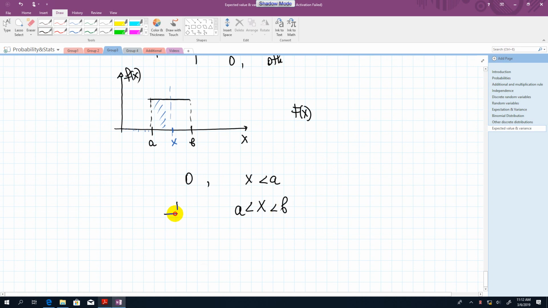So this is 1 over B minus A, which is the height of the rectangle, multiplied by the width. What is the width? X minus A, right? Do you understand this? For example, I choose this rectangle. What is the area of this rectangle, which is marked with the blue? This is the width, which is X minus A, multiplied by the height, 1 over B minus A. Do you understand this? Okay. And if X is more than B, what is this? Simply 1, right?